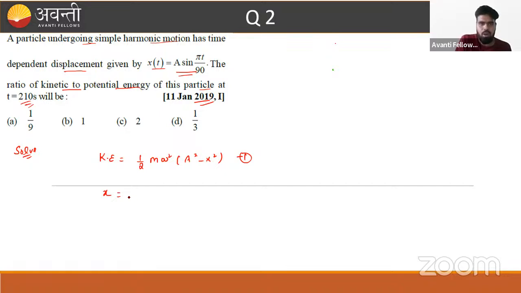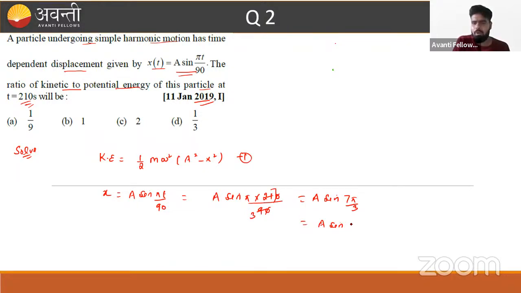Firstly, we have to calculate the value of x, that is a sine pi t upon 90. At which time is the value asked? 210 seconds. So put the value here: a sine pi, in place of t put 210 divided over 90. If we cancel, this becomes 3 and this becomes 7. This is nothing but a sine 7 pi upon 3. This can also be written as 2 pi plus pi by 3. Can we write this?